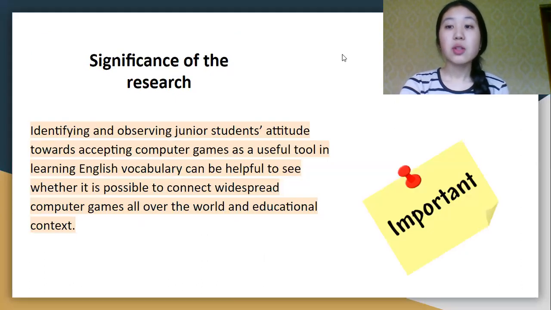Talking about the significance of the research, identifying and observing junior students' attitude towards accepting computer games as a useful tool in learning English vocabulary can be helpful to see whether it's possible to connect widespread computer games all over the world and educational context.